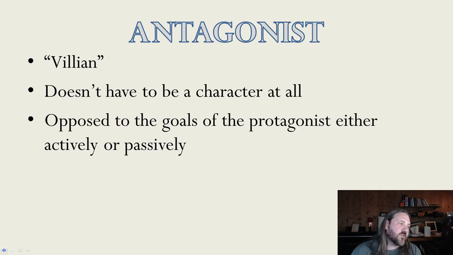So if your antagonist is a king and the protagonist wants to be king, well, obviously the antagonist wants to stop from losing his throne. He's going to be acting against the goals of the protagonist. So that's a big part of the conflict. You can think of the antagonist as the actor in the conflict against the goals of the protagonist. So the protagonist is acting towards his goals. The antagonist is acting against his goals.